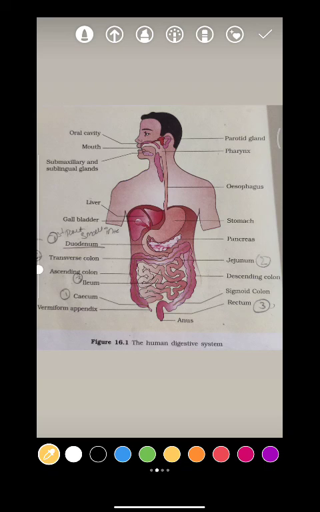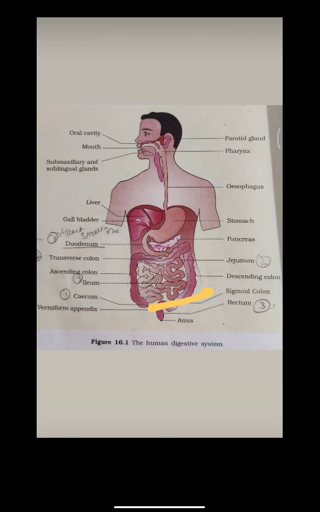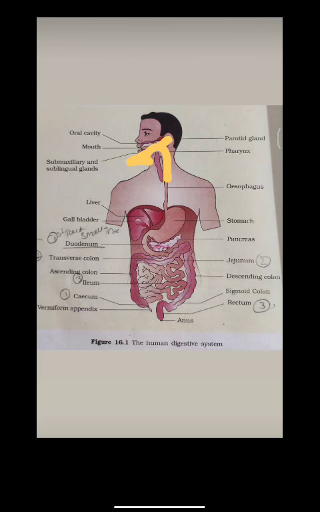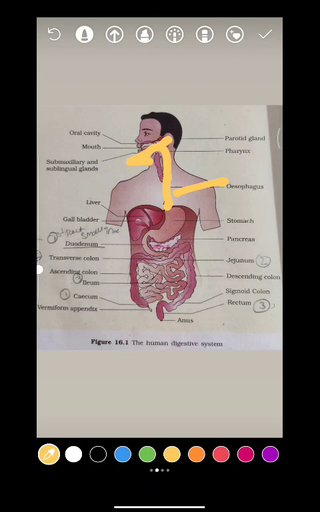And here you can see the rectum, and the last part is the anus. So I am going to explain the process. Whenever we take the food into the mouth, here we chew, and after that it passes through the food pipe, that is the esophagus, and then it enters into the stomach. After entering the stomach, it passes through the small intestine, and this is the large intestine, and then it finally comes out through the anus.